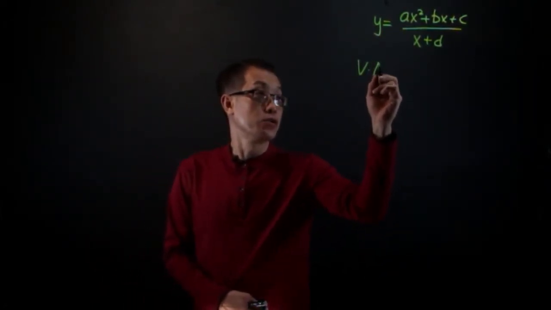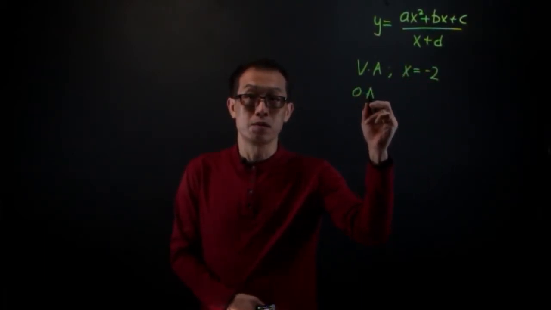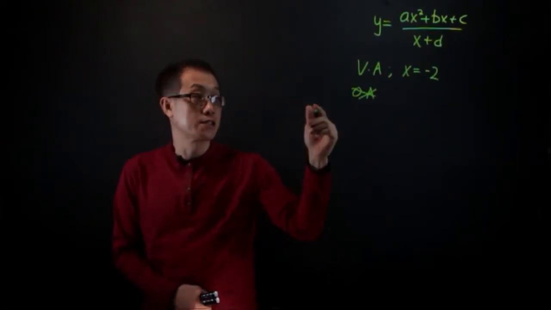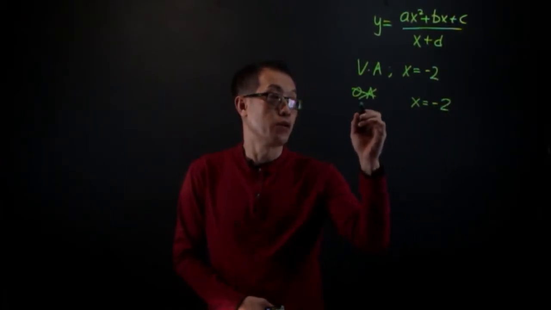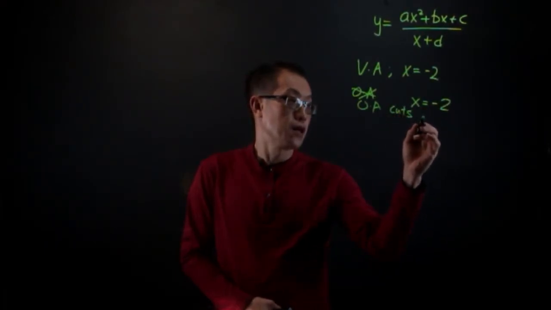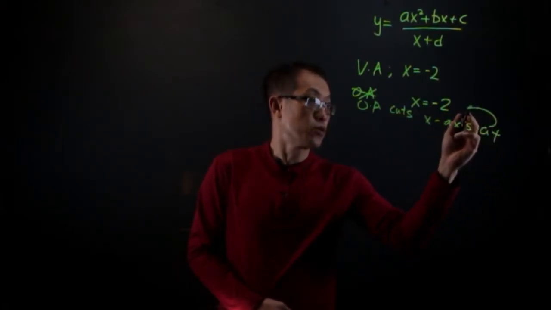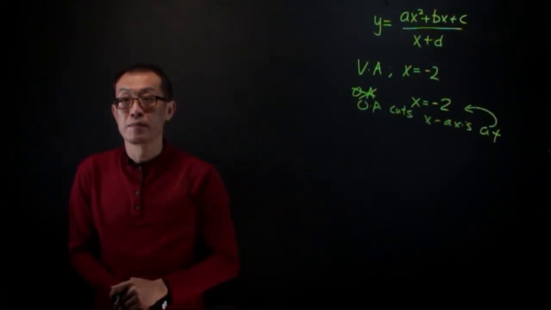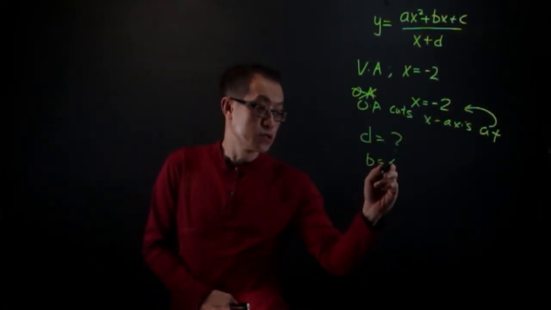So the vertical asymptote is x equals minus 2, and the oblique asymptote cuts the x-axis at x equals minus 2 as well. Now you are asked to state the value of d, as well as to show that b equals 4a.